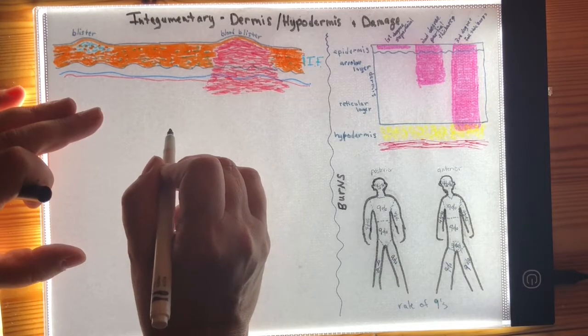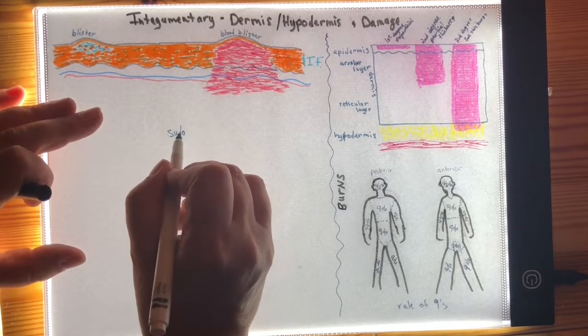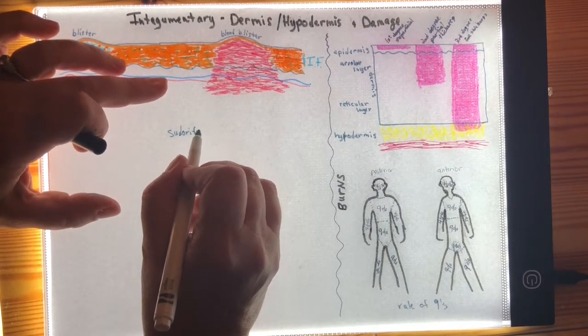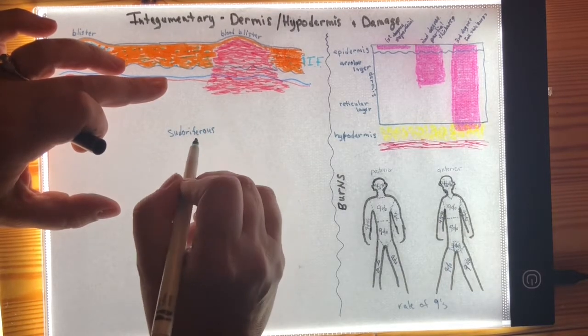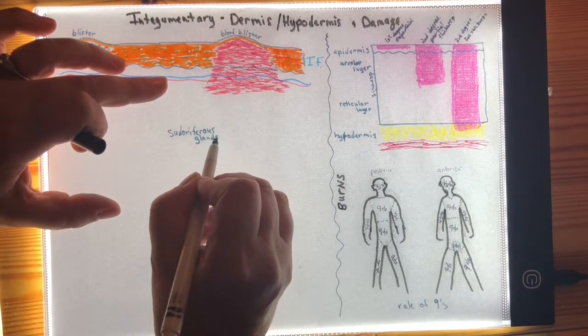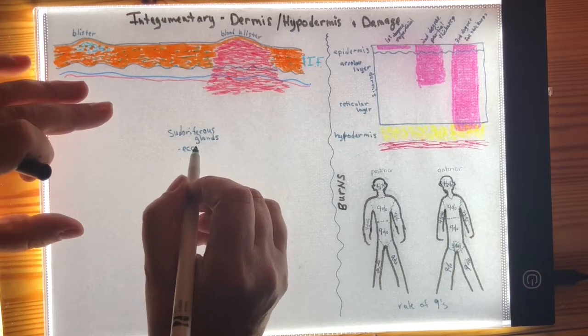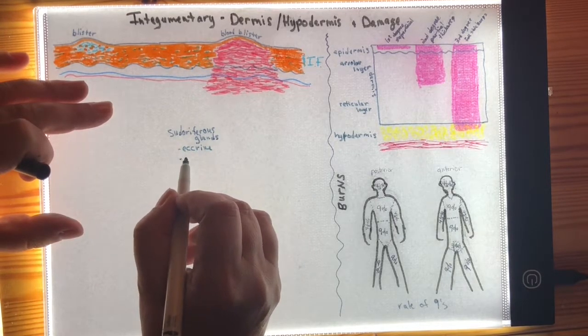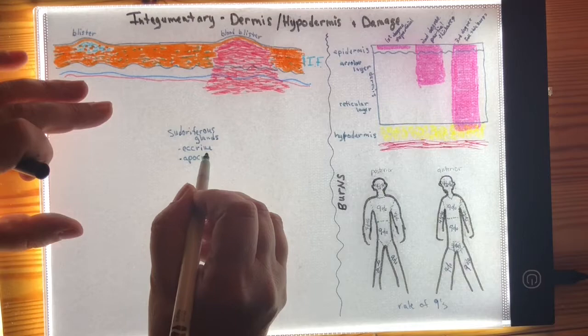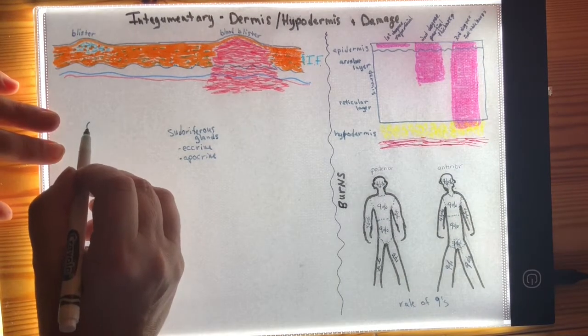Moving right along, we're going to draw the sudoriferous glands, which I'm going to be drawing in isolation first, and then just kind of draw the skin around them. I find this is the easiest way to draw them rather than drawing the skin first and trying to fit them in there. So that's why I'll be drawing them by themselves first.